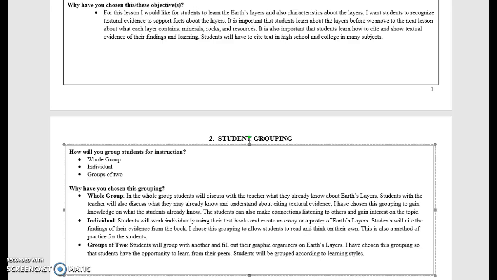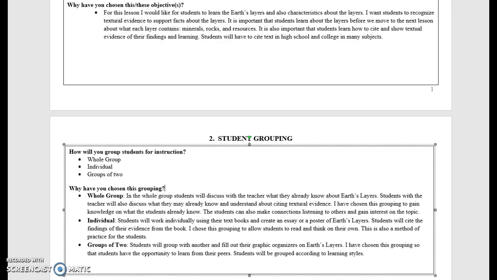Individual. Students will work individually using their textbooks and create an essay or a poster of the Earth's layers. Students will cite the findings of their evidence from the book. I chose this grouping to allow students to read and think on their own. This is also a method of practice for the students.